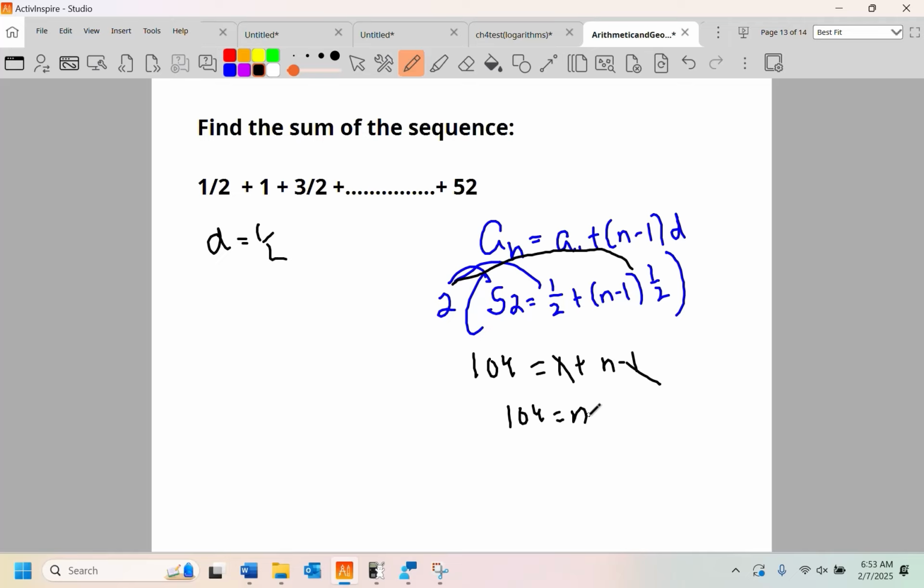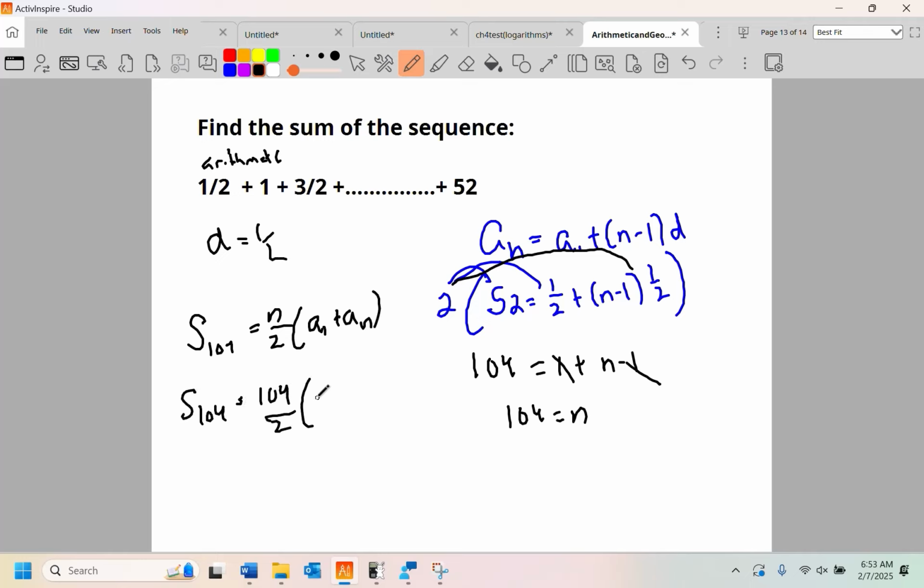So there's 104 items. I'm going to find the sum of 104 things, and this is arithmetic, so I better make sure that I use the right formula. N over 2 times the first term plus the last term. So the sum of 104 items is 104 over 2. The first term is a half. The last term is 52.